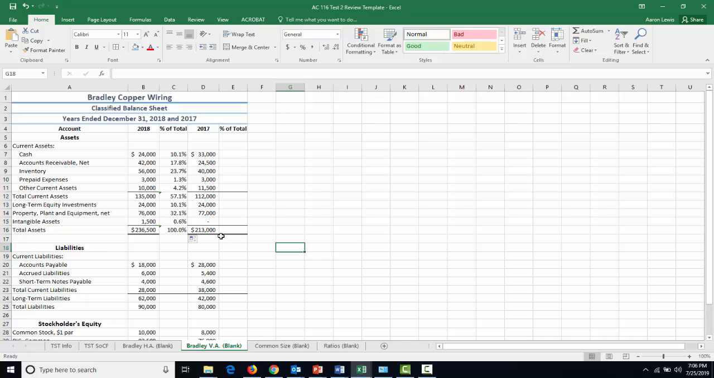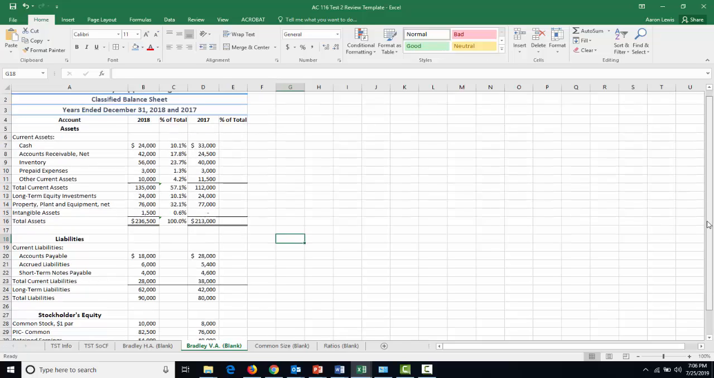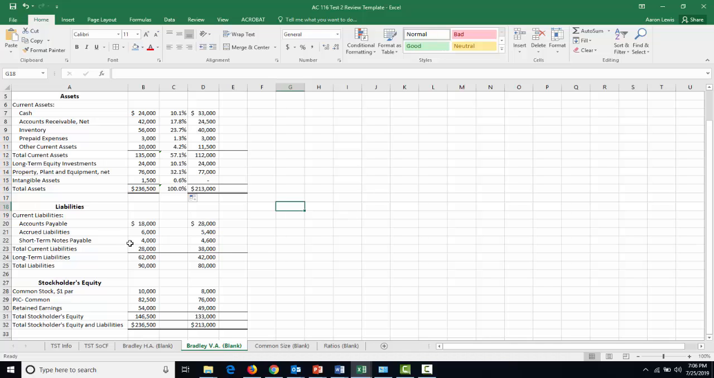We can do the same thing with our accounts payable in the liability section. So we click on the cell, we hit equals, we click accounts payable, we click divided by, and we click total stockholders' equity and liabilities, which is that same $236,500. Again, we don't want that second number changing when we use the fill handle, so let's hit F4 to make that cell reference absolute. And when we hit enter, we come up with 7.6%. 7.6% of our total stockholders' equity and liabilities is in the form of accounts payable.